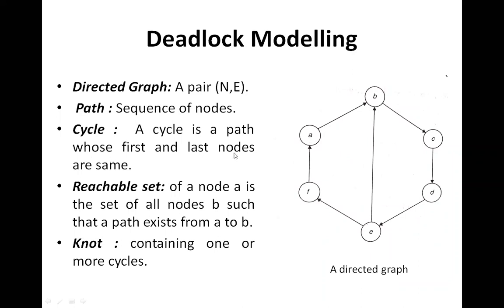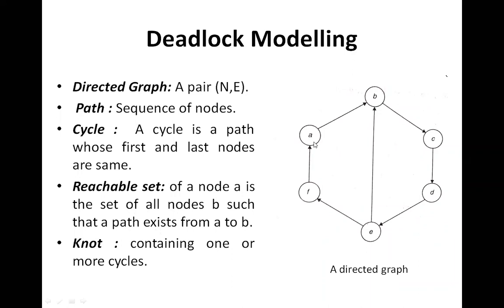A cycle is a path whose first and last nodes are the same. For example, F to A, A to B, B to C, C to D, D to E, E to F constructs a cycle. There is another cycle: B to C, C to D, D to E, and E to B. If the starting node and the last node are the same, it frames a cycle. Then the reachable set. The reachable set of a node A is the set of all nodes B such that a path exists from A to B.